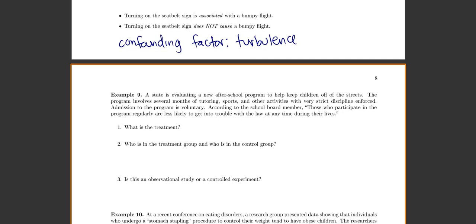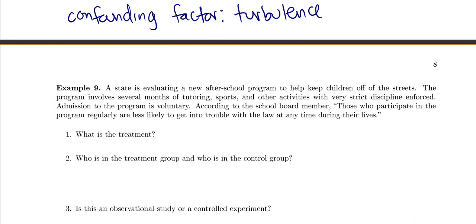In example 9, a state is evaluating a new after-school program to help keep children off the streets. The program involves several months of tutoring, sports, and other activities with very strict discipline enforced. Admission to the program is voluntary. According to the school board member, those who participate in the program regularly are less likely to get into trouble with the law at any time during their lives.